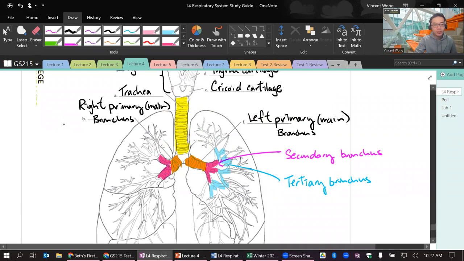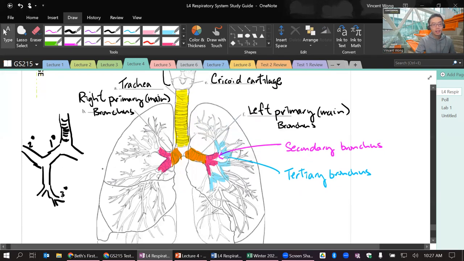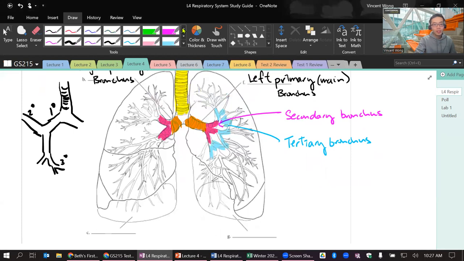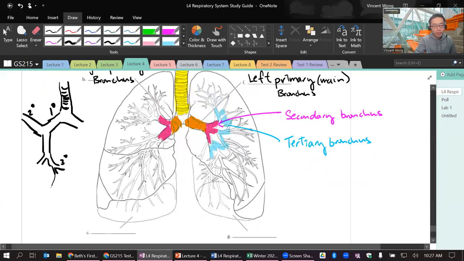It's probably easier to visualize it if you draw your own. So that's the trachea. Primary, secondary, and then tertiary, right? Like they just keep on getting smaller and smaller, right? So primary, secondary, tertiary. Right? Now, just gonna keep going here. It will eventually become very, very small.